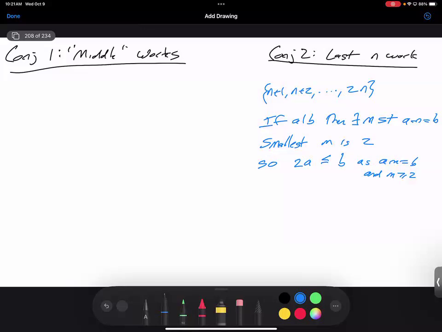If you look at those numbers, n plus 1, n plus 2, etc., if you multiply any of those numbers by 2, what happens? What do you get? They're going to be greater than 2n. So any A in the list has 2A at least 2n plus 2, so no A divides B. So the conjecture is true. So the last n numbers work.